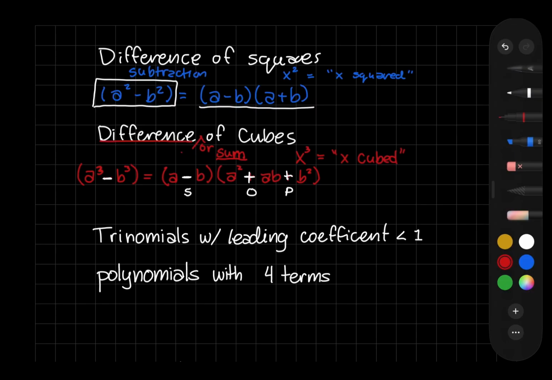Then we also have sum of cubes, which would be a cubed plus b cubed. This will turn into a, what is our same, is going to be plus b times a squared, the opposite of a plus is going to be a minus, ab, and then p is just going to be positive b squared. So this is going to be your subtraction, and this is going to be your addition formula.